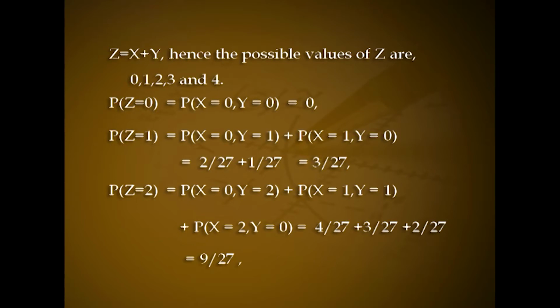P of z equal to 2, that is p of x equal to 0 comma y equal to 2 plus p of x equal to 1 comma y equal to 1 plus p of x equal to 2 comma y equal to 0, that is 4 by 27 plus 3 by 27 plus 2 by 27, that is equal to 9 by 27.